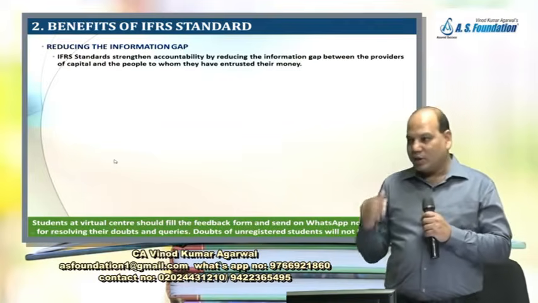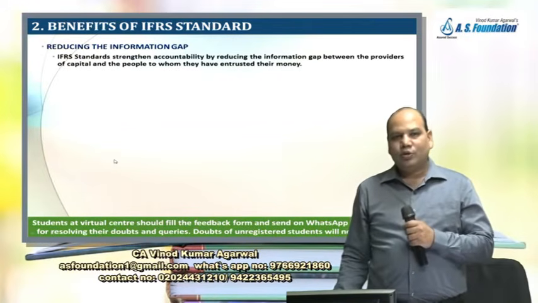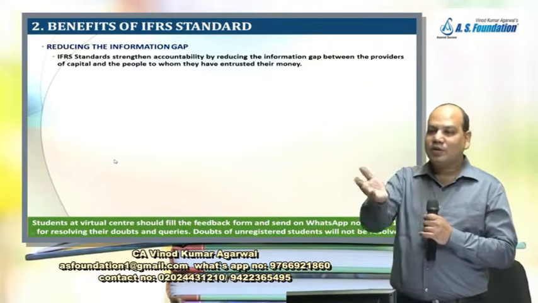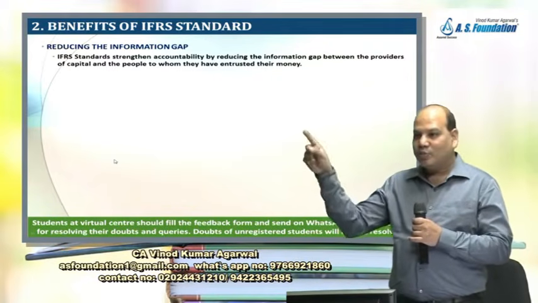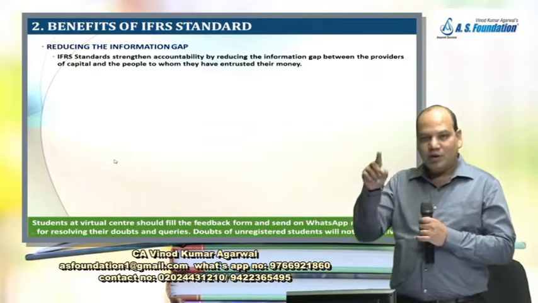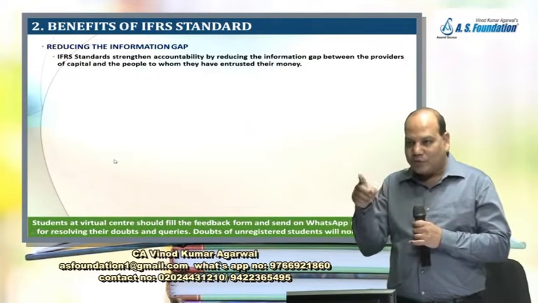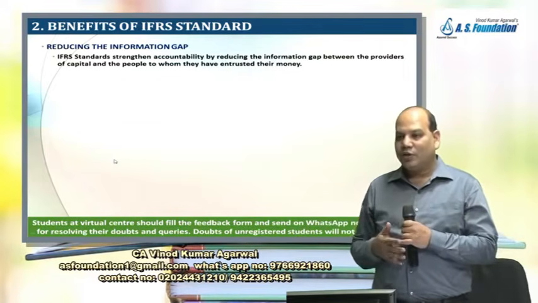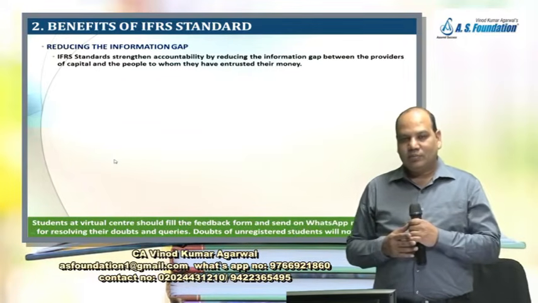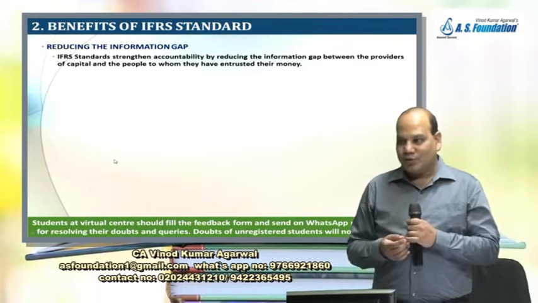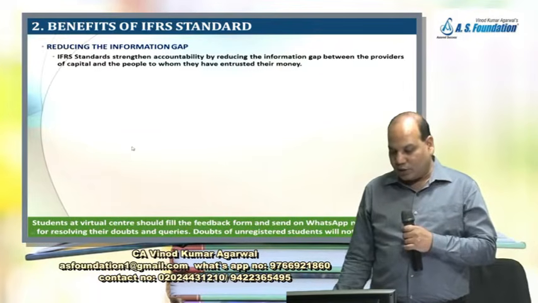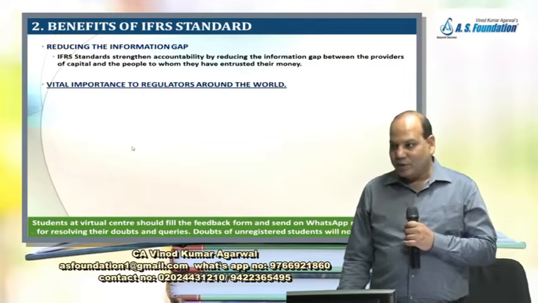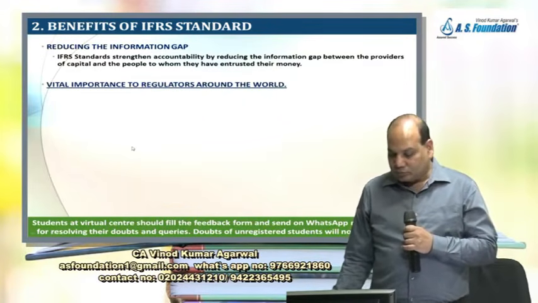For example, segment reporting. In segment reporting, you are actually sharing your internal data with the investor: these are my different product lines, these are my revenues from each product line, profit from each product line, margin on each product line, which are actually confidential information. But the standard requires you to disclose that, and you have to comply. You are a public listed company, you have raised funds from the public.